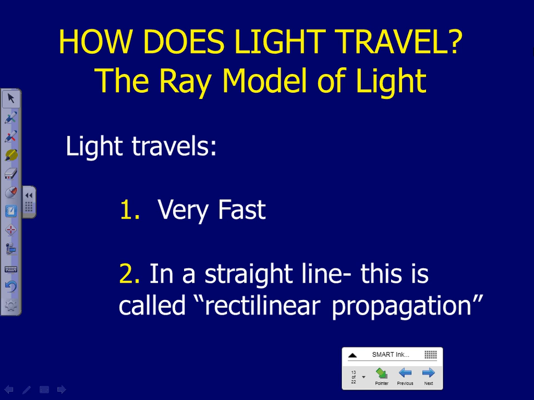Up to this point, we talked about what light is. It's an electromagnetic wave caused by wiggling charges. We then looked at the different types of light that exist in the electromagnetic spectrum, starting from low energy radio waves all the way up to the highest energy gamma rays.